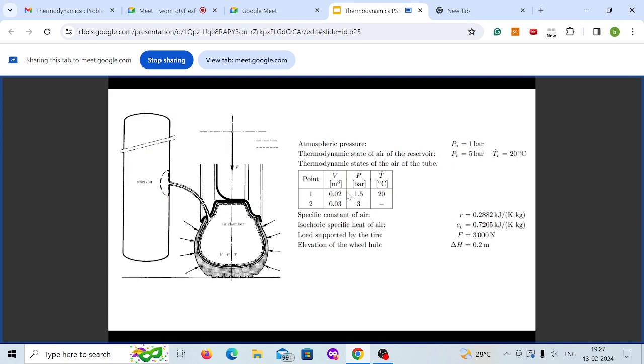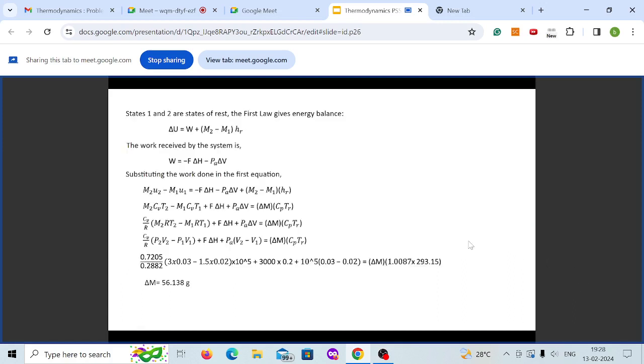So they have given the state points of the tire. Initially, volume is 0.02 at 1.5 bar. After inflating, it is 0.03 at 3 bar. Atmospheric pressure is 1 bar. Your reservoir pressure is 5 bar. The specific gas constant R is given as 0.288, and similarly Cv is given as 0.7205. The load on the tire is given as 3000 Newton, and the elevation of the hub is given as 0.2 meter. So this all is known. We'll see how to solve this.